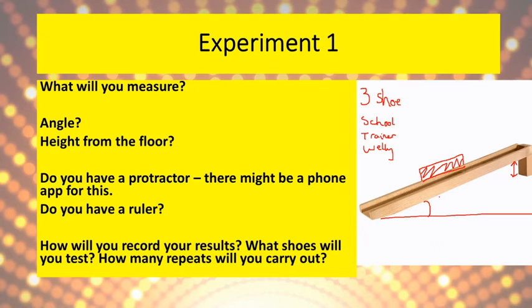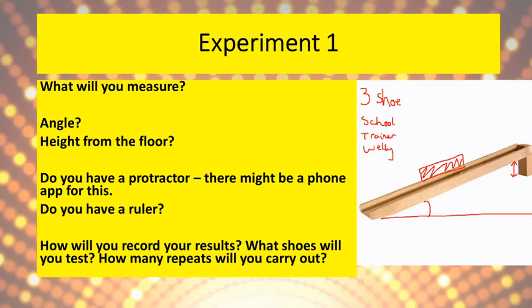So which angle does your shoe start to move down the ramp? So if you start with it flat on the floor, and then if you move it up maybe 10 degrees, does the shoe start to slip towards the floor? If you move it up 20 degrees, does it start to slip? If you move it up 30 degrees, does it start to slip?